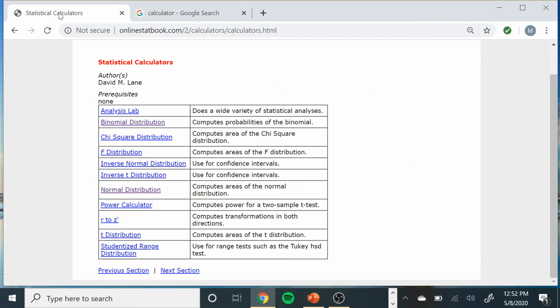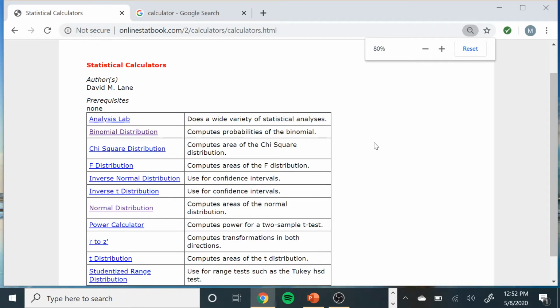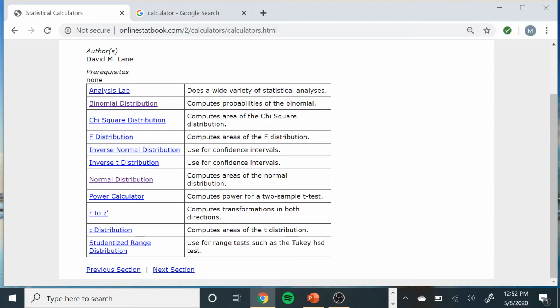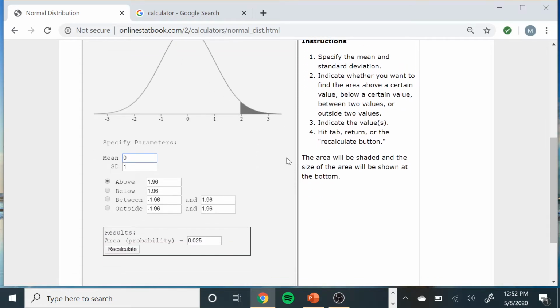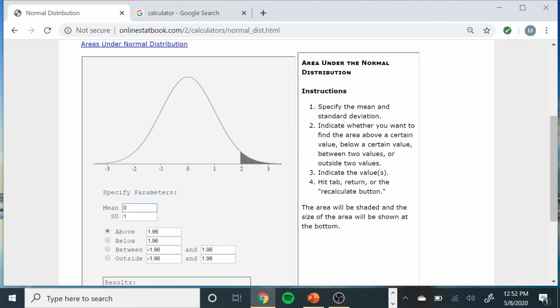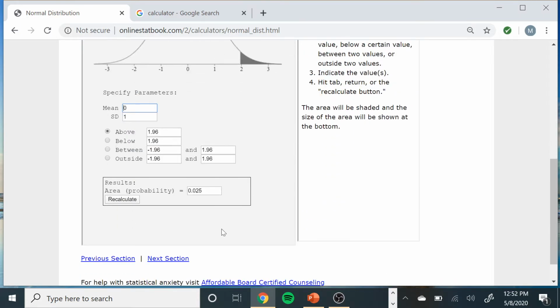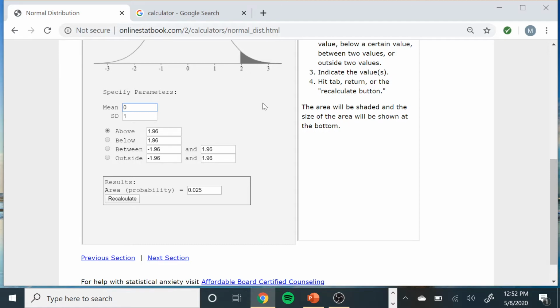If you go to the list of calculators in Lane's book, you're going to find these. There's the normal distribution calculator and the inverse normal distribution calculator. Let's take a look at the normal distribution calculator first and see how it works. With it, you put in a mean and a standard deviation, and then you can pick any number on here and find out what the area under the curve is.